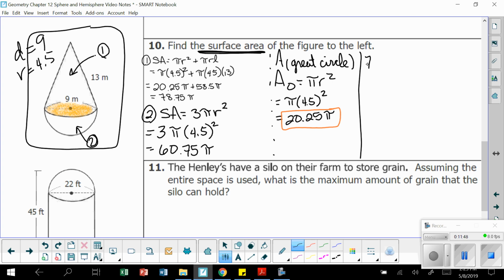So we take the 78.75 from the cone, add that to the 60.75 pi, and we're going to subtract out the 20.25 pi. Oh, there's a mistake. Not a big mistake. Minus 2 times that. The reason why you want to do 2 is there's one on the cone and one on the hemisphere. So this comes out to be 311.01 meters squared.